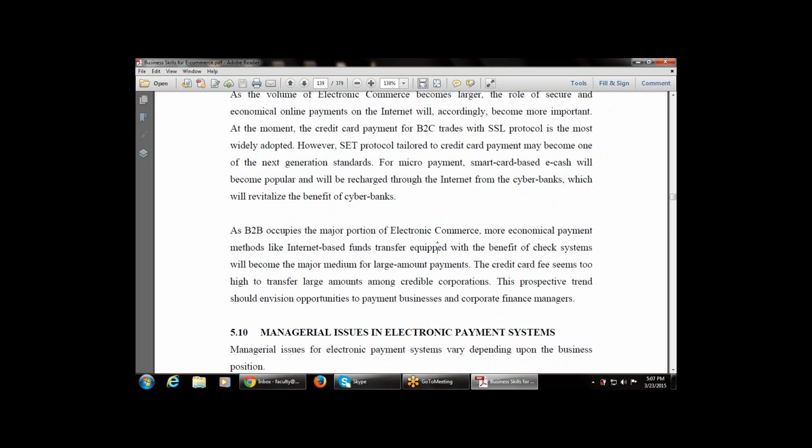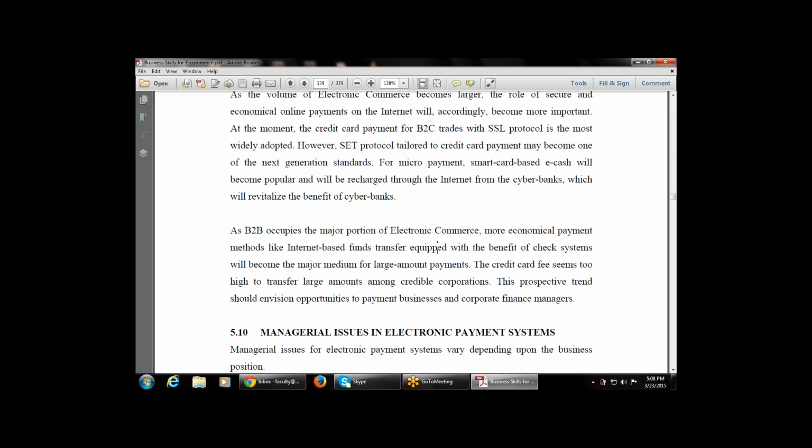Now the next topic is managerial issues in the e-payment system. So what are the various managerial issues involved with the e-payment system? Managerial issues for the e-payment system vary depending upon the business position. Whatever the position of the business, those managerial issues must be considered. If my business position is at a high stage, there is more need of managerial issues, so there is more need of managerial modes.